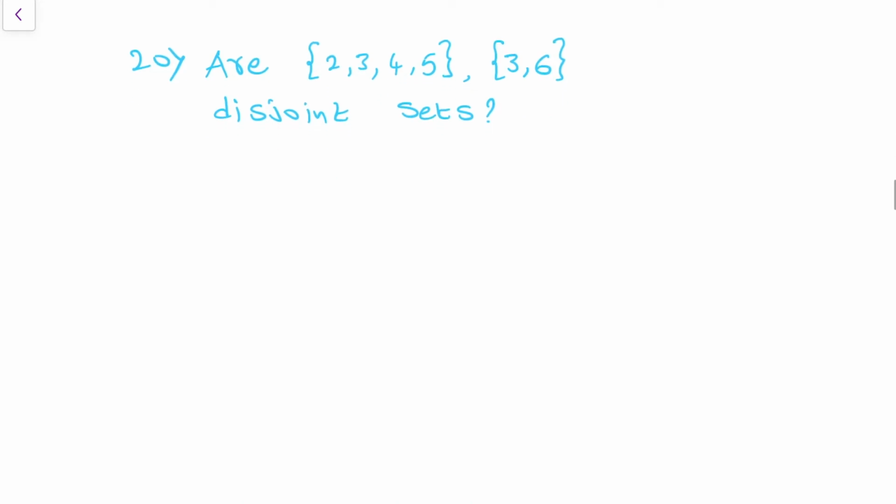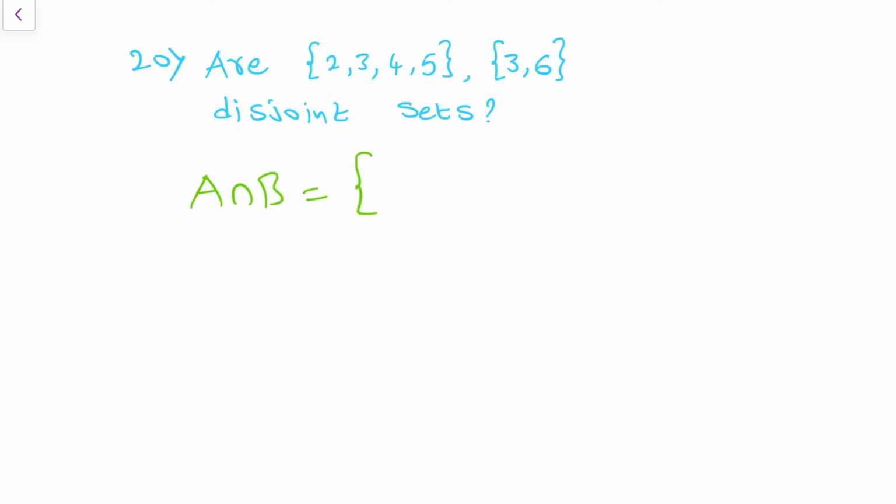Next, are the sets {2, 3, 4, 5} and {3, 6} disjoint sets? So what exactly is the meaning of disjoint sets? If two or more than two sets do not have any common element, then those are considered as disjoint sets. Now let us check here. Common elements I am speaking of, right? Common is nothing but intersection.